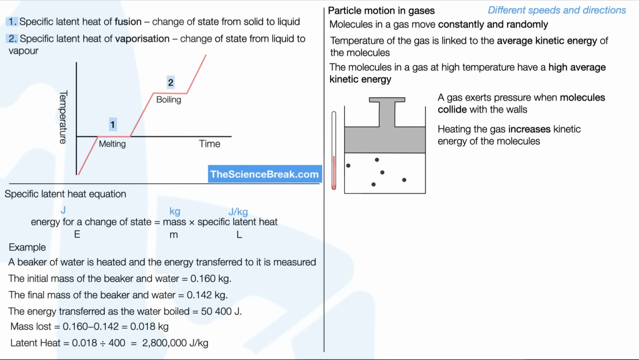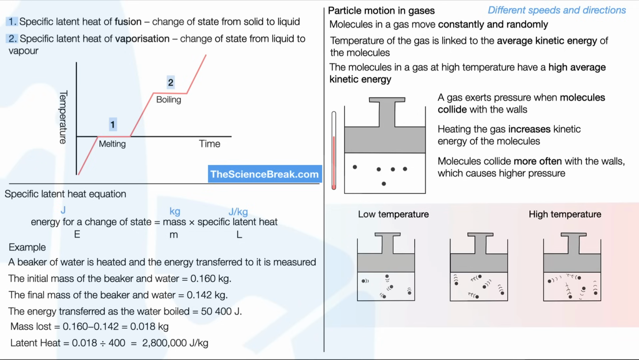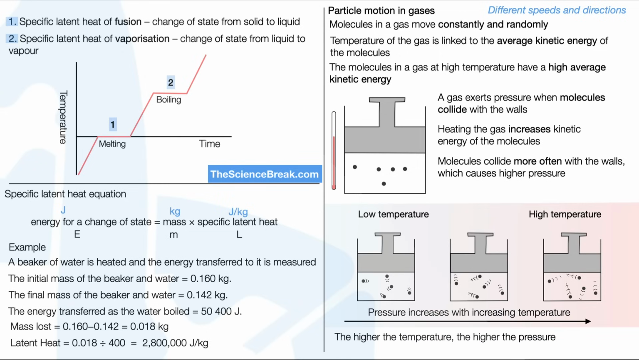Heating a gas increases kinetic energy of the molecules. So here's a higher temperature. The molecules will collide more often with the walls, which causes a higher pressure. We can see there that the higher temperature causes more kinetic energy and therefore more frequent collisions, and that will lead to higher pressure. So we can summarize that. We've got low temperature and high temperature, and here are three diagrams to represent that. And pressure increases with increasing temperature. The higher the temperature, the higher the pressure, as long as the volume of that container stays the same.